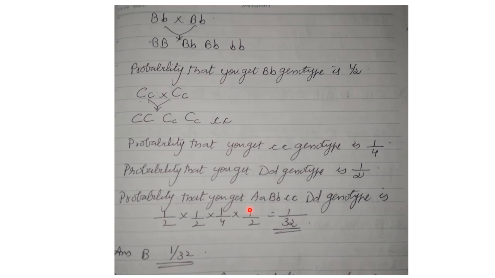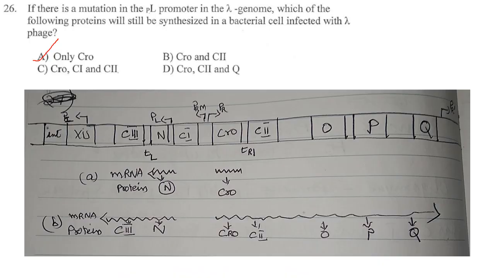So the probability that you get this particular genotypic combination is, for capital A small a, half; capital B small b, half; small c, 1 by 4; and capital D small d, half. All together you will get 1 by 32. So the answer here is option B, 1 by 32. Then next one.